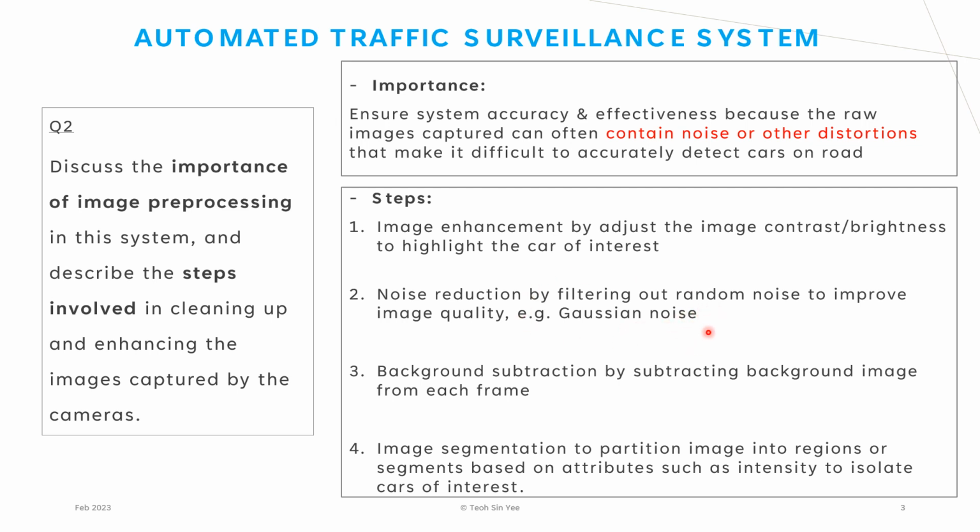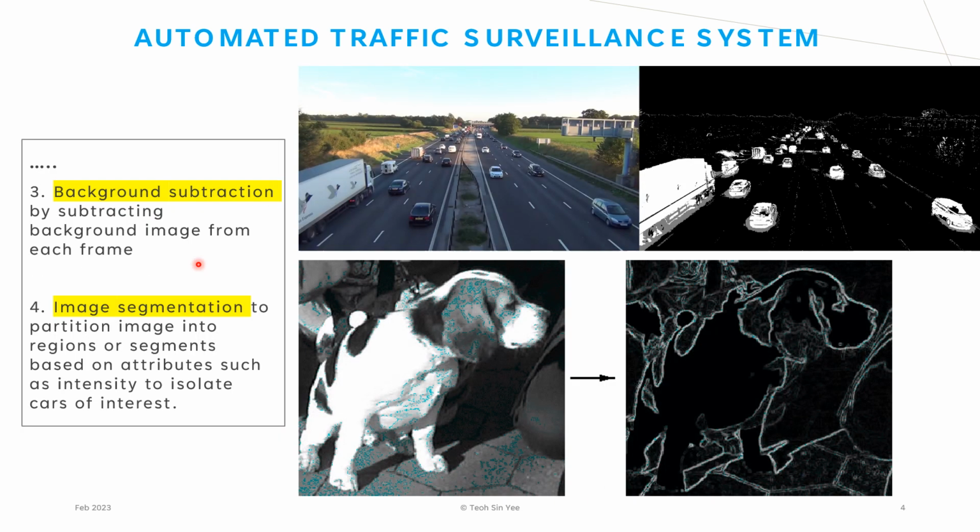Something like Gaussian noise. We do some filtering here. Now the image has higher quality, but the object or the car is not so visible yet, right? So we can subtract the background from the image, which means we literally remove the background from the picture, and eventually we segment the image based on different attributes. Alright, now we know the 4 steps of the pre-processing.